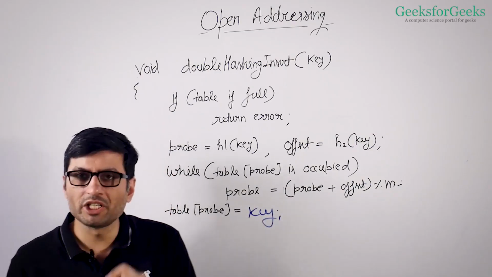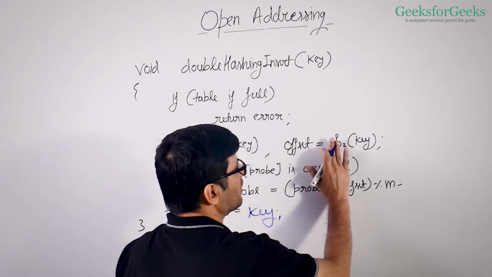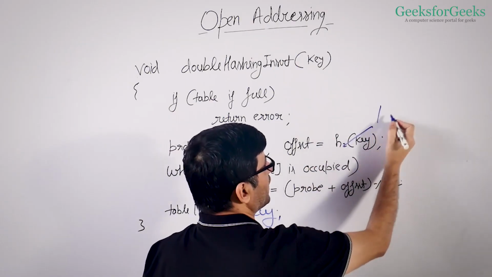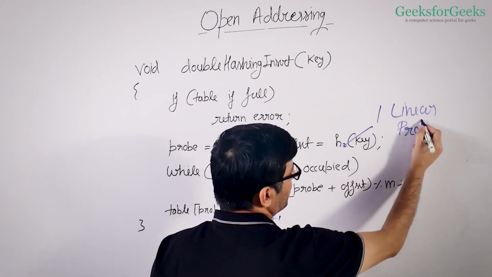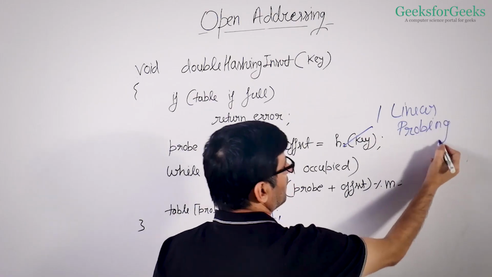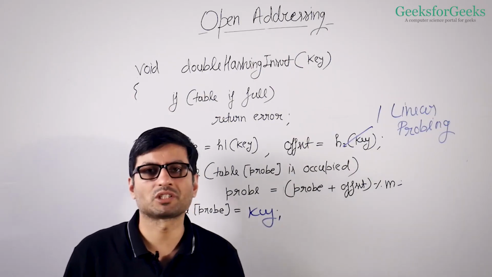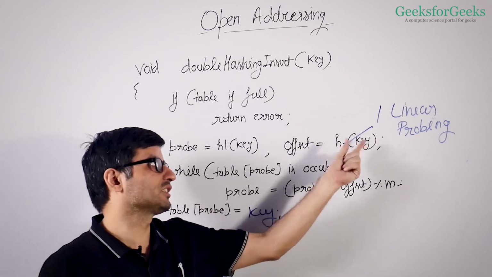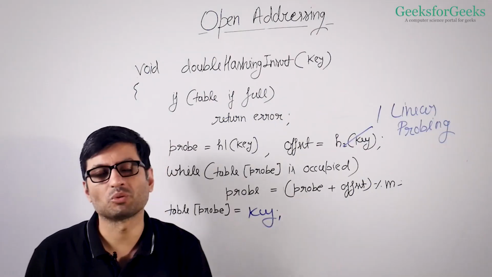If you look at linear probing, it is simply where offset is 1. That's what linear probing is, where your offset is simply 1. So you can see double hashing as a generalized version of linear probing. If your hash function simply returns 1 all the time, then this code becomes linear probing code.